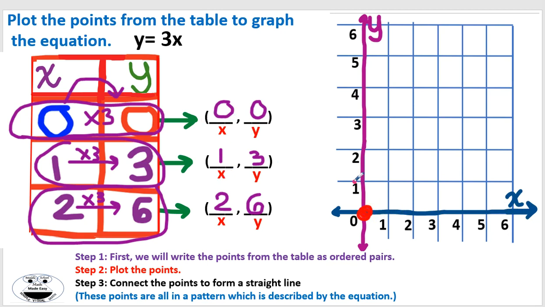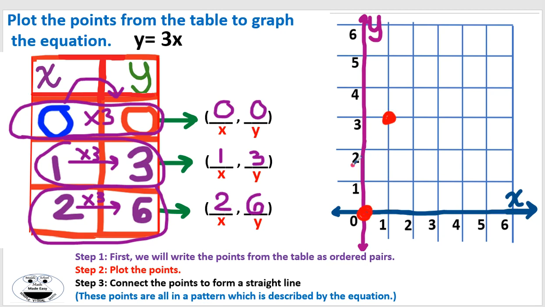X is 1. I don't go to this one because this is y. I go to x, the x-axis, the 1 on the x-axis. I'm going to keep my pen here, and then I'm going to look at my y. My y is 3. So I'm going to go up to 3, 1, 2, 3, and I plot. I don't move over to the 3. I just plot my point here. This is my point 1, 3. I'm just going to check. Does it hit the x at 1? Yes. Does it hit the y at 3? Yes.